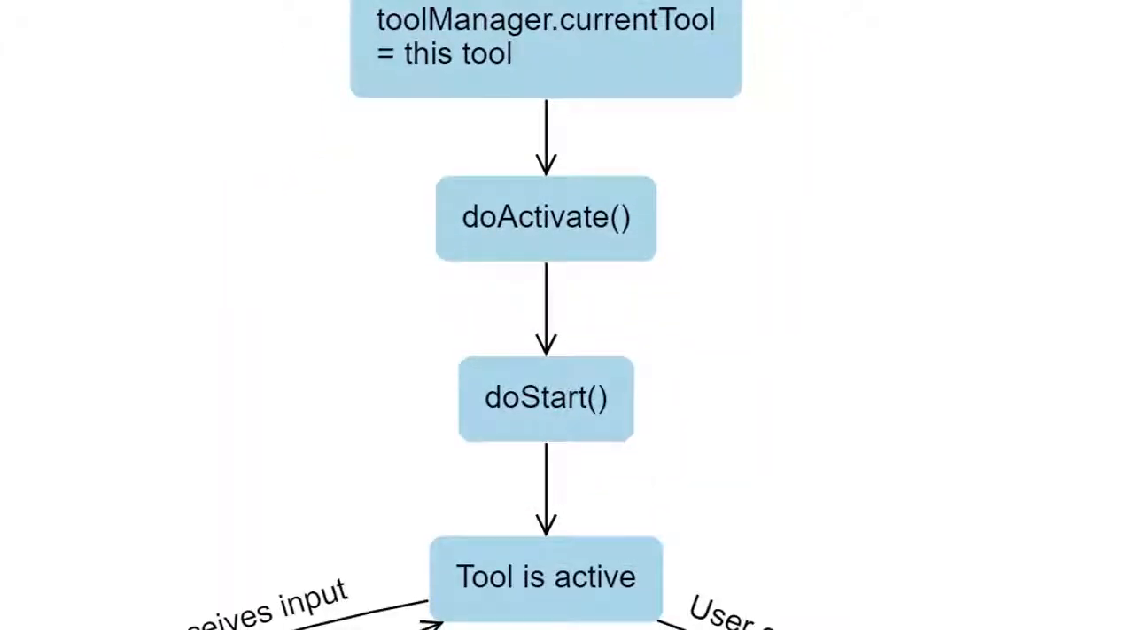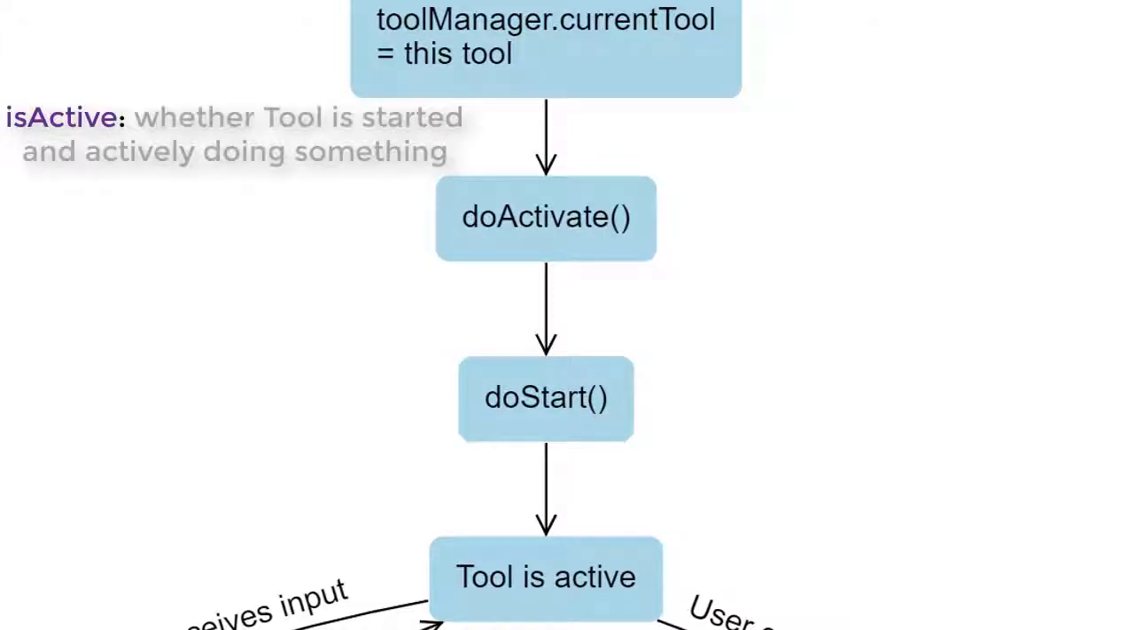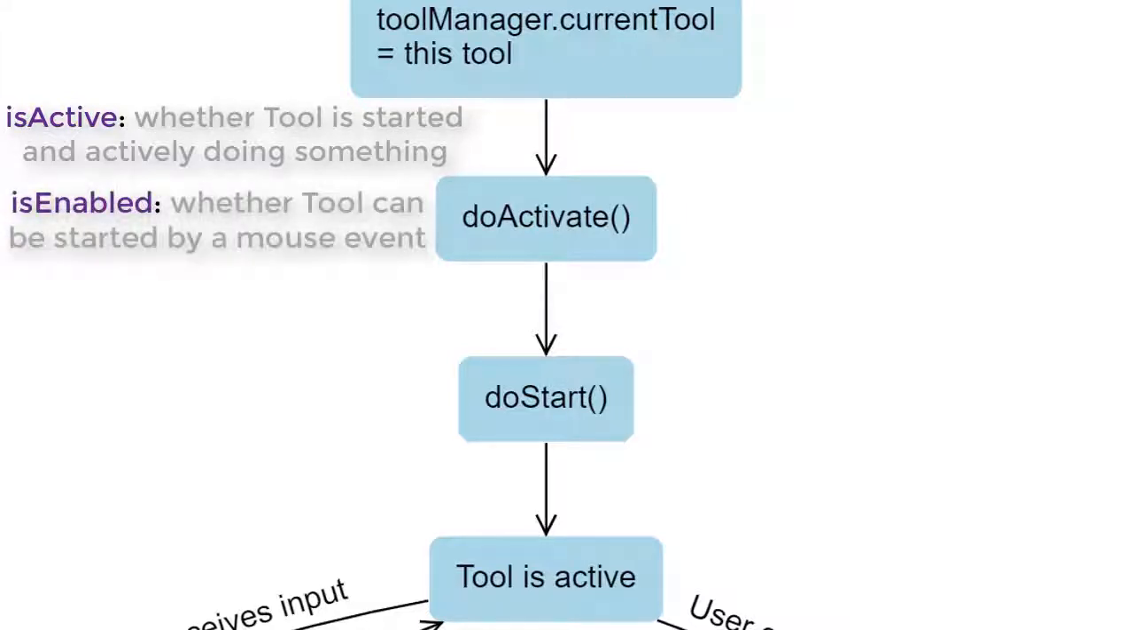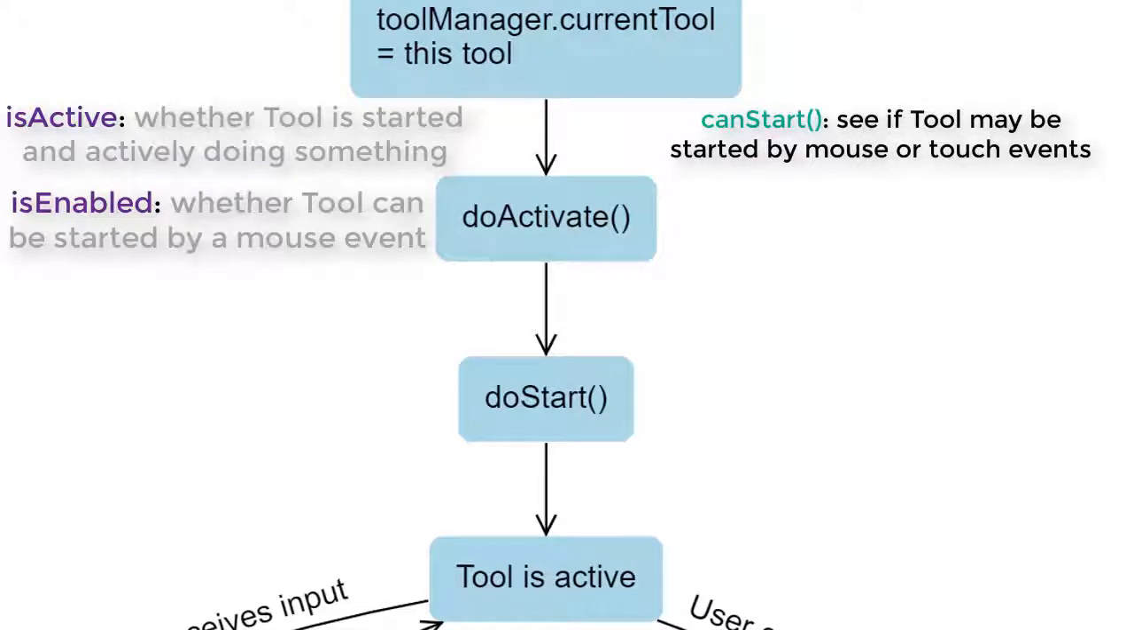While each pre-built tool in GoJS is used for a different purpose, all tools are guaranteed to have some functions and properties. The isActive property gets or sets whether the tool is started and actively doing something. The isEnabled property gets or sets whether the tool can be started by a mouse event. The canStart function is used by the tool manager to see if the tool may be started by mouse or touch events. If the tool.isEnabled is false, this will always return false. Otherwise, it will return a Boolean based on some arbitrary function code.